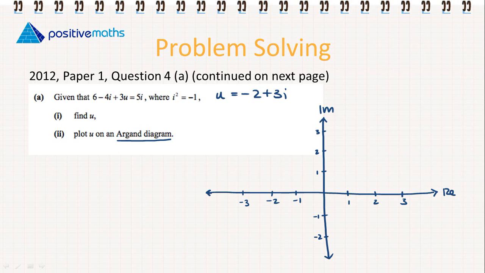So if we have u in the form of a plus bi, we have minus 2 plus 3i. So that's minus 2 on the real axis and 3i on the imaginary axis. So our u is going to be here.